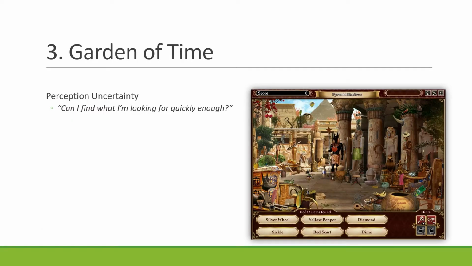Then there's a game like this, an example of a hidden object game called Garden of Time, which has an uncertainty that stresses your ability to perceive things, not perform and not think, but perceive. So in a game like this, the world is full of noise, and your ability to find things under time pressure is being tested. Can I find what I'm looking for quickly enough is a kind of perception uncertainty.